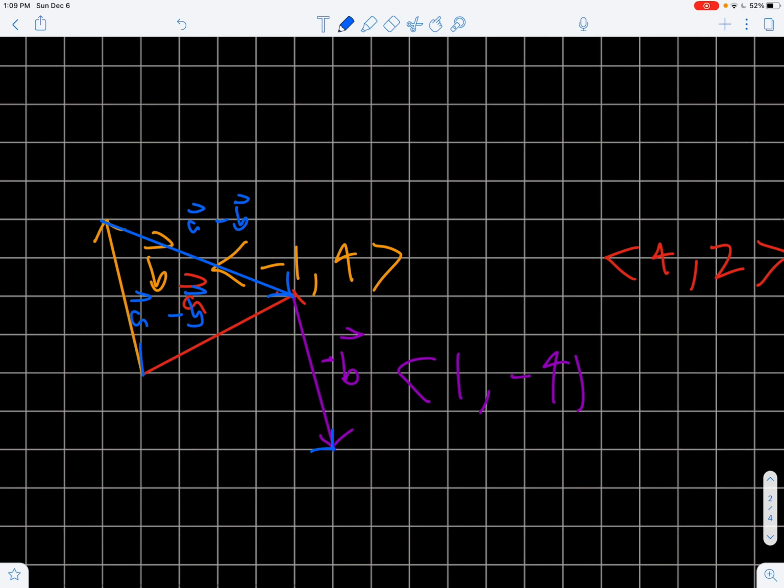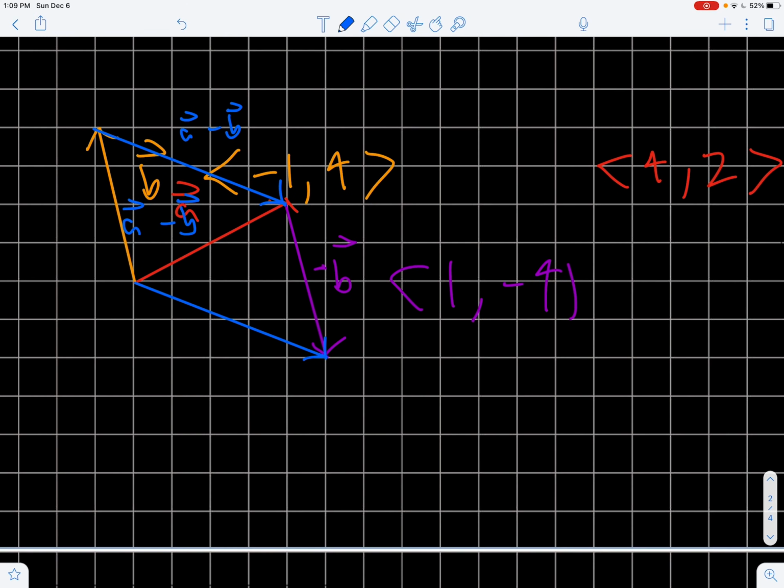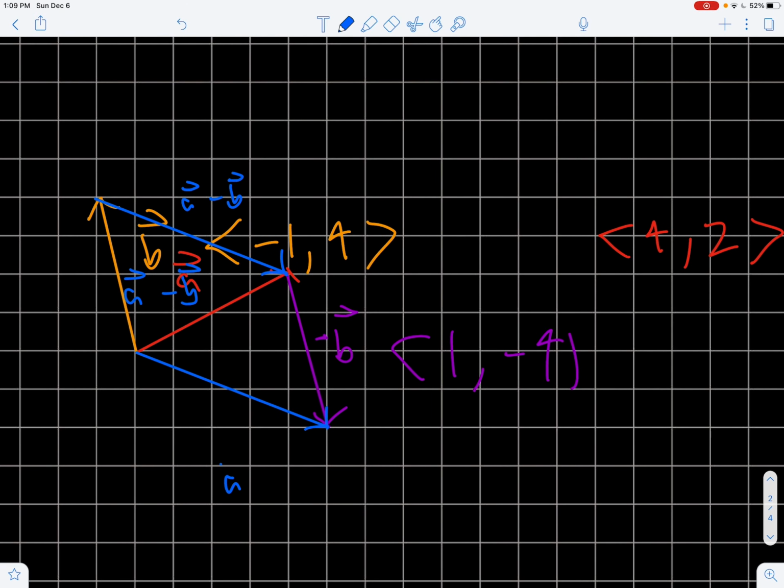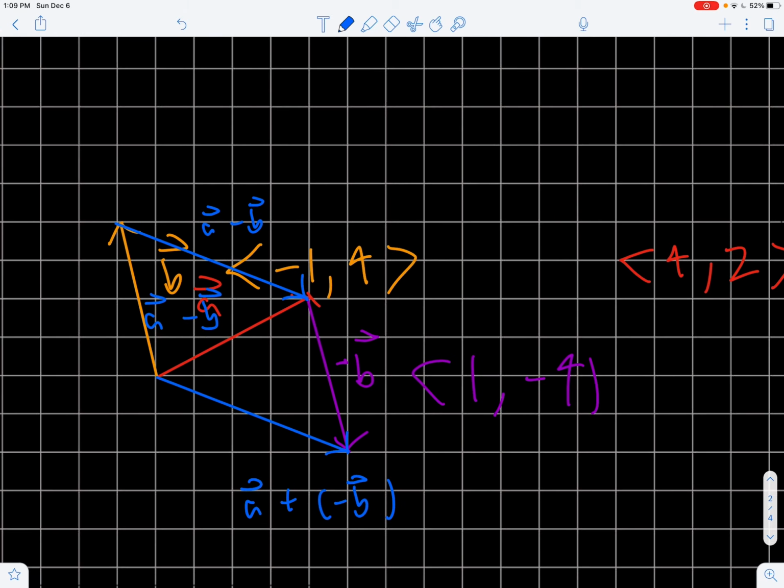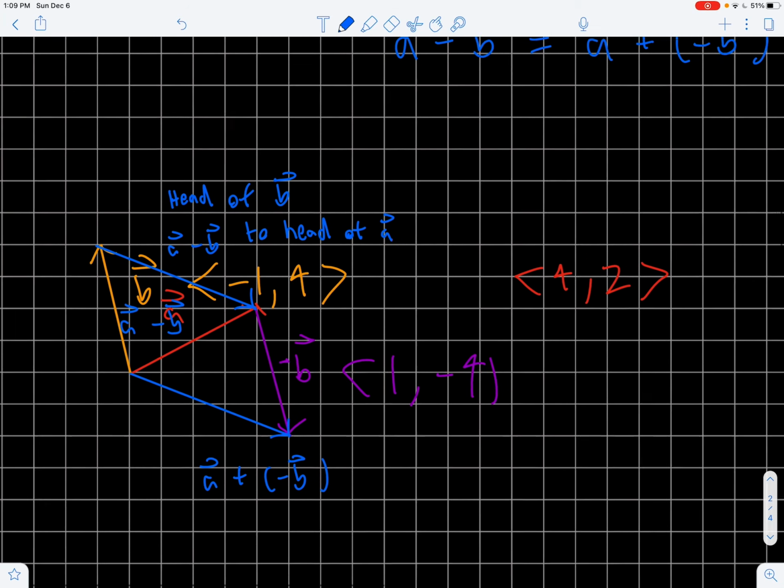So geometrically, we've got two things going for us here. We've got A plus negative B, and we've got head of the second to the head of the first. Easy enough. Okay, so numerically, what are we doing?